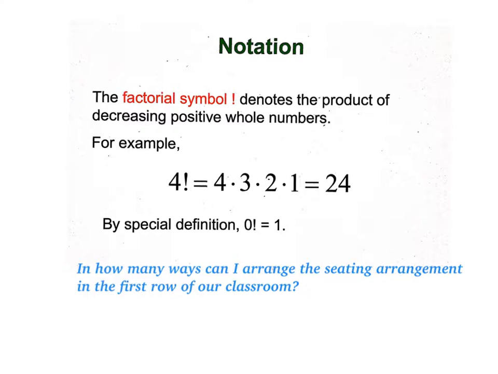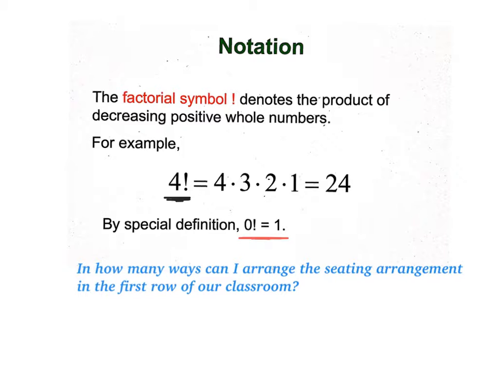Notation: the factorial symbol, exclamation point, determines the product of decreasing positive whole numbers. For example, 4 factorial, if you see this, it doesn't mean you go 4. It means you go 4 times 3 times 2 times 1, and you get 24. One special definition here, 0 factorial is 1. That is hard to understand, so we're just going to say, okay, that's true. It's a definition. 0 factorial is 1. Okay, let me show an example of this one.